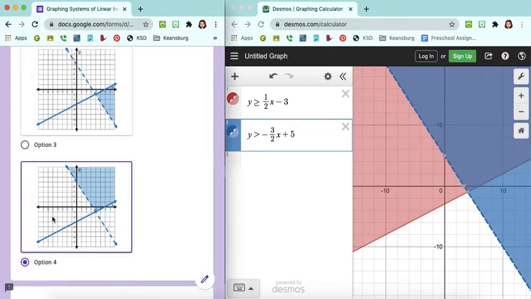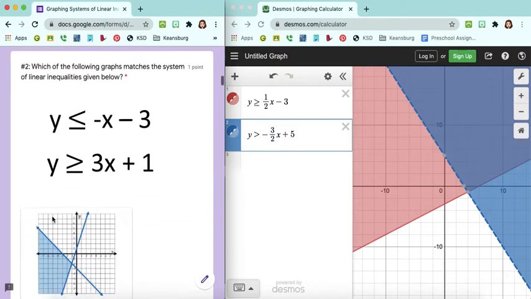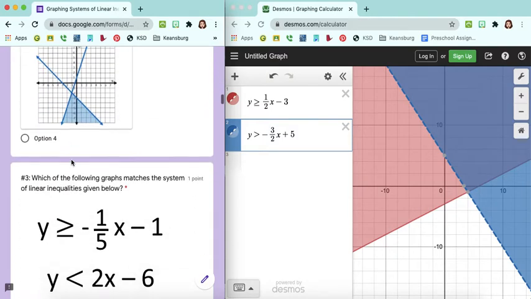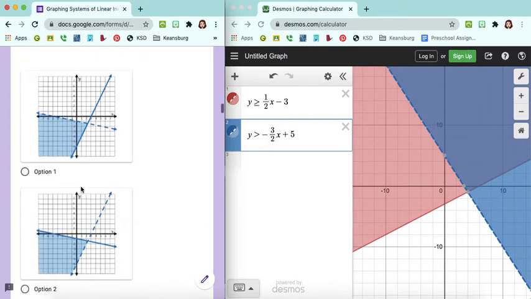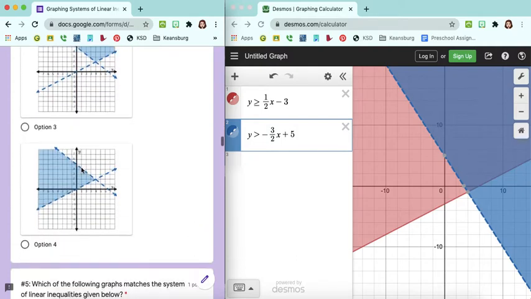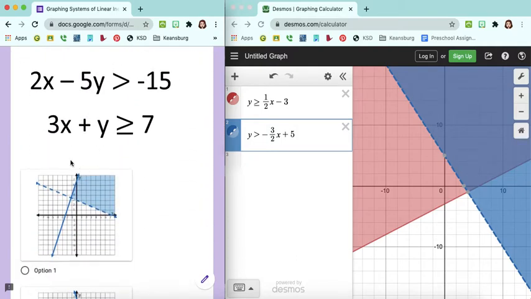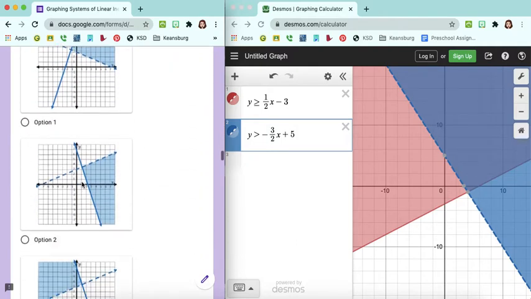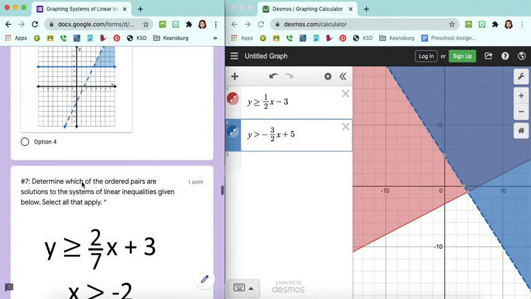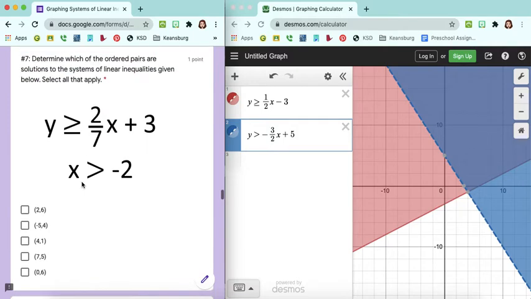So now the next thing I'm going to do, we're going to do the same exact thing for number 2. Number 3, same thing. Number 4, same thing. Number 5, same thing. So at this point, you should be getting really good at using Desmos. Same thing, number 6.